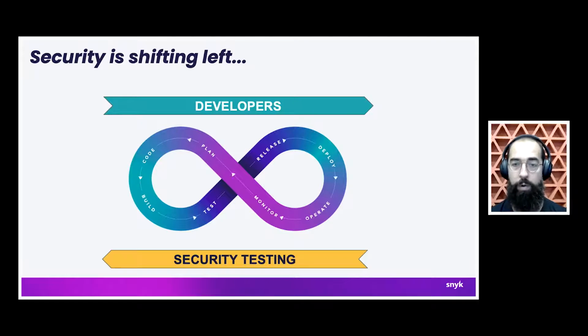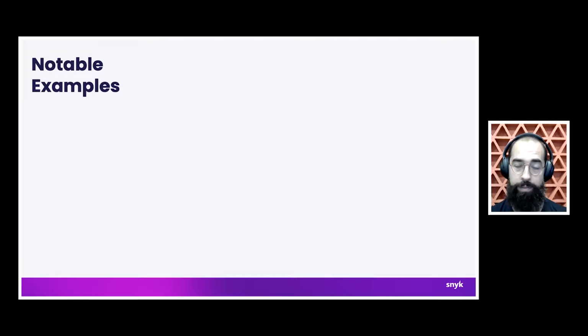A couple of years ago, you had the security expert or CISO at the end of the development cycle, testing your application and clearing it safe. But now security testing is moving closer to the actual writing of code, where developers spend most of their time, because it's really cheaper, faster, and much safer to test the applications there. So security is moving closer into the responsibility of developers. And this creates all sorts of interesting scenarios. Let's look at a couple of notable examples.